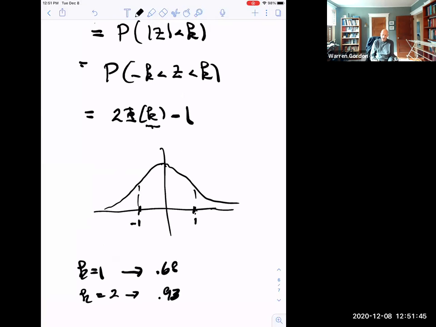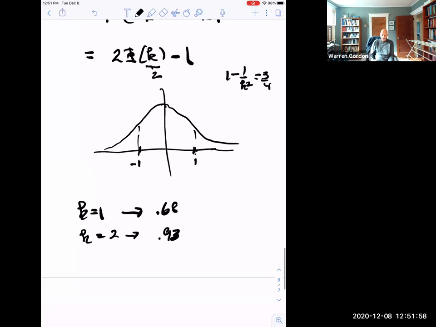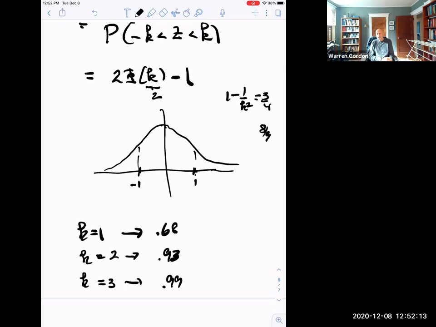We plug in the value 2 and figure this out. If k is equal to 2, Chebyshev's inequality, which is 1 minus 1 over k squared, would tell you this is 3/4, when it's actually 93%. When k is equal to 3, Chebyshev's inequality will tell you 8/9, when this is like 99%. And that's the whole point of the problem: if you actually know the distribution, Chebyshev's inequality doesn't really give you very good results. It gives you bounds, but they're not very accurate bounds.